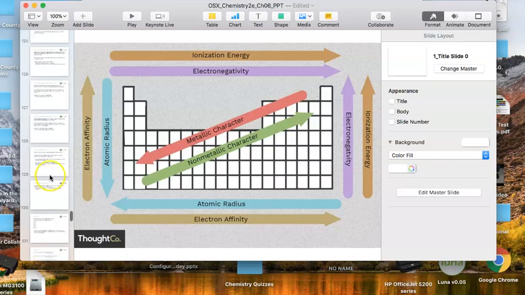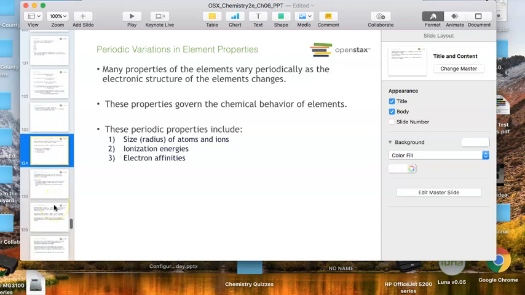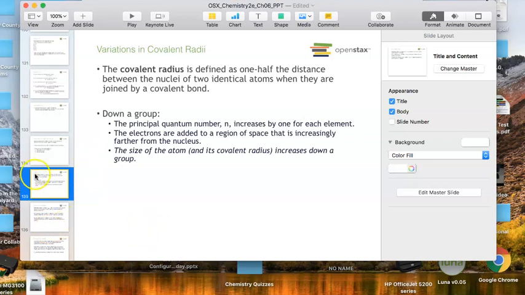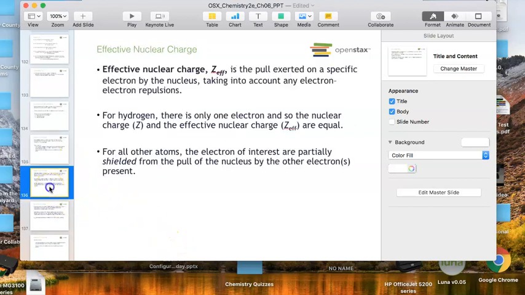Okay, it's my recommendation that you don't just memorize these things, because you need to have a reasoning and rationale why. So when you go on the test and you start to panic, you're not going to remember gibberish, but if you remember things that make sense to you, if you know the why behind it, then you'll remember what the trend is. All right, so down a group, atomic radius increases. Okay, so down the periodic table it goes up, atomic size increases.